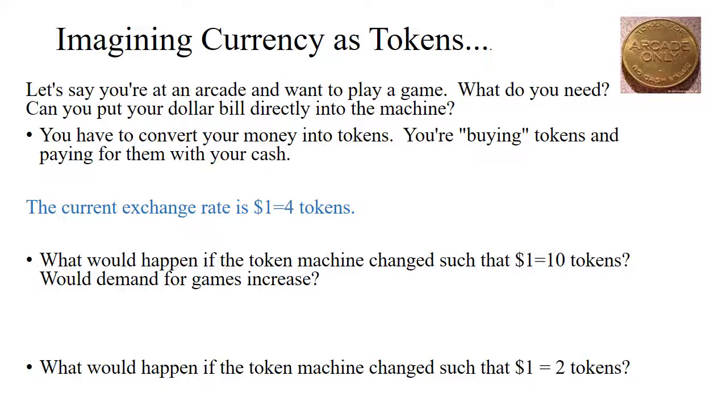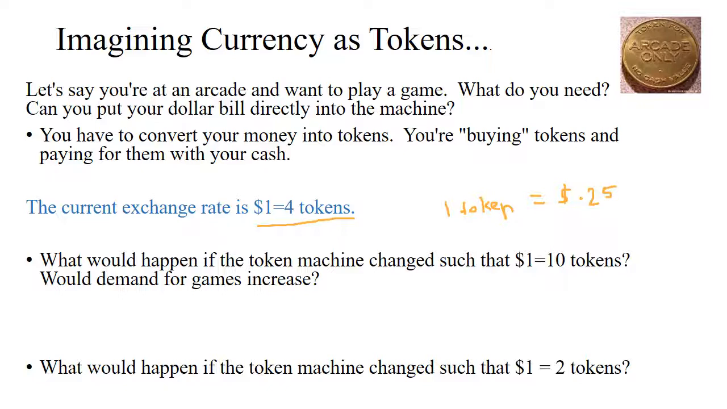So let's say that the exchange rate is $1 equals 4 tokens. That can go the other way around as well. That means that one token equals 25 cents. So we would just divide both sides by 4 to get that number. So the point is that exchange rates can go either direction. They're really just a ratio. And that's how we do it.